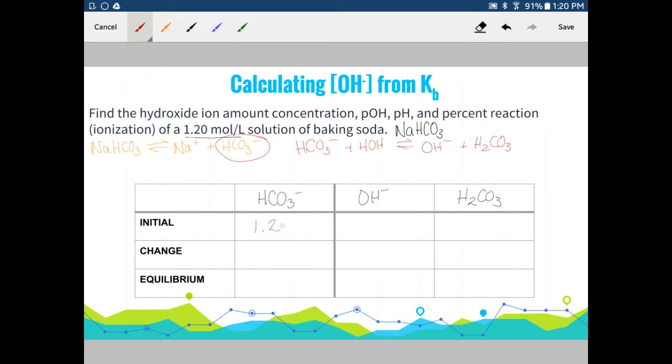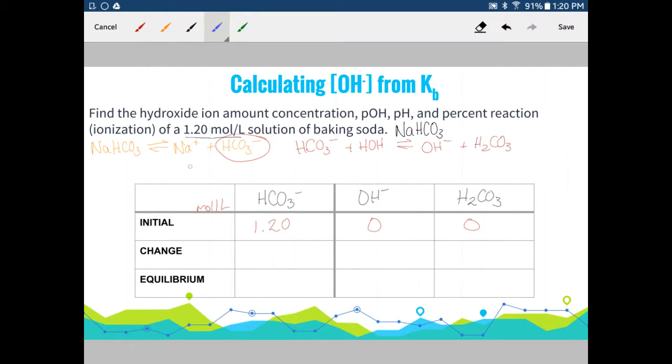So we have 1.2 moles per liter. Again, everything should be in moles per liter. And 0 and 0. Okay, so this time we're looking for our OH. We're looking for our hydroxide ion concentration, and from there we can calculate pH, POH, all that. So we potentially need to find the Ka of our hydrogen carbonate ions, or bicarbonate ions, in our data booklet in order to calculate our Kb.